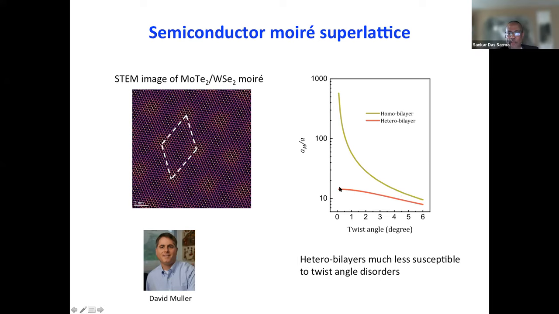Yeah. And where are you? Where is your arrow? Is that where you are? We are around here, basically. You can see that it's almost independent of the twist angle. So that's, in our opinion, the good thing about hetero bilayer.